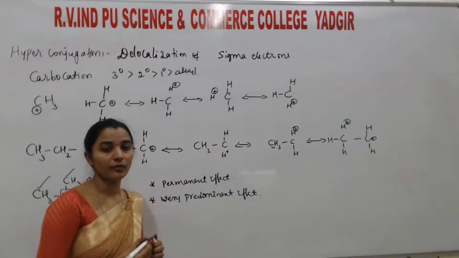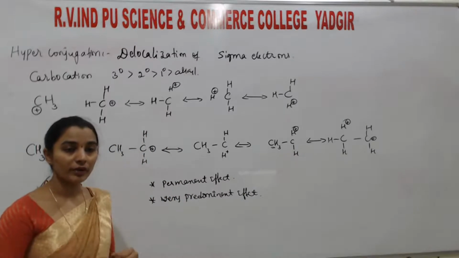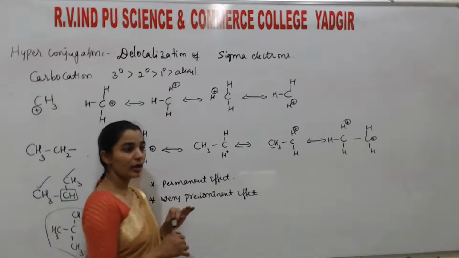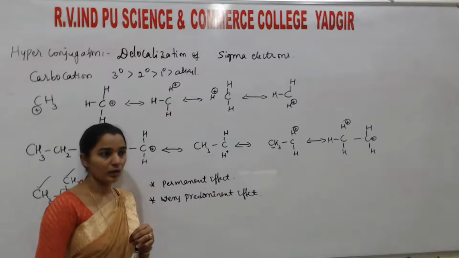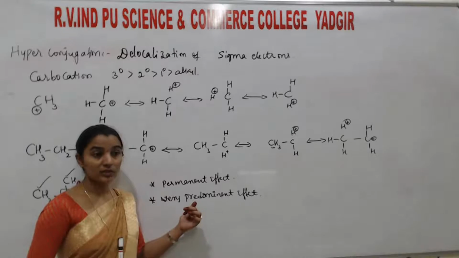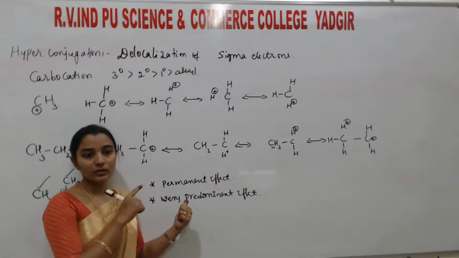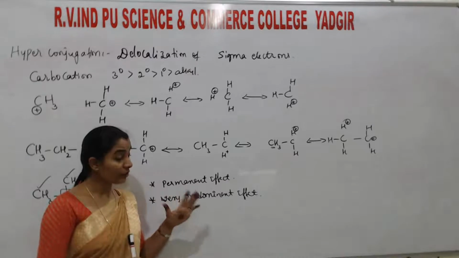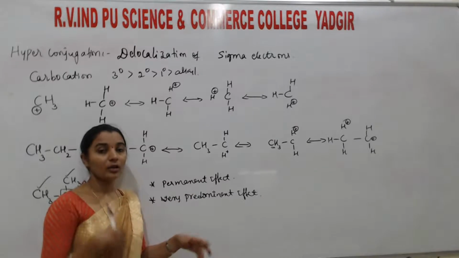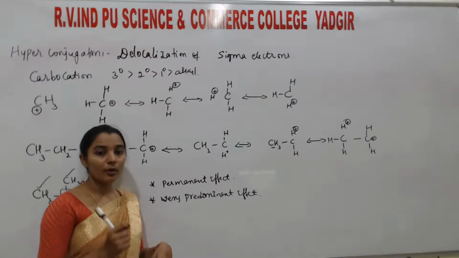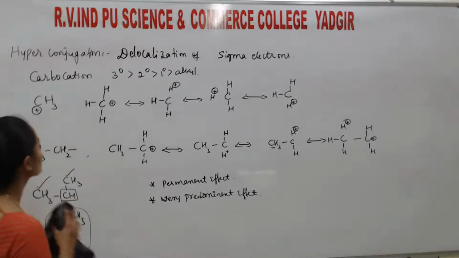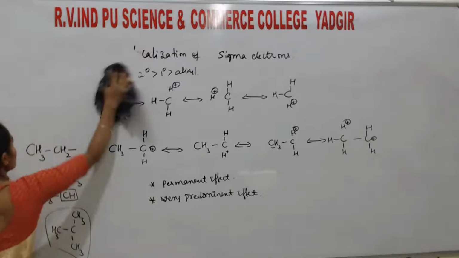Very predominant effect means in the molecule all 4 effects are there. Which are those? Inductive, mesomeric, electromeric, resonance, and hyperconjugation. So which one is most predominant? Hyperconjugation. This effect is very strong. It overcomes the remaining 3 effects. If resonance is there, that resonance predominates over inductive as well as electromeric. And if electromeric is there, that electromeric predominates over inductive. Understood? So this is all about the different effects which we are going to observe in the reaction mechanism.